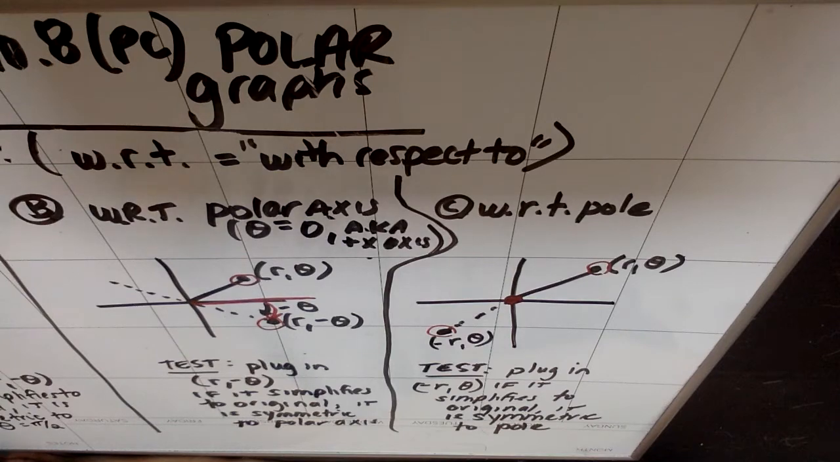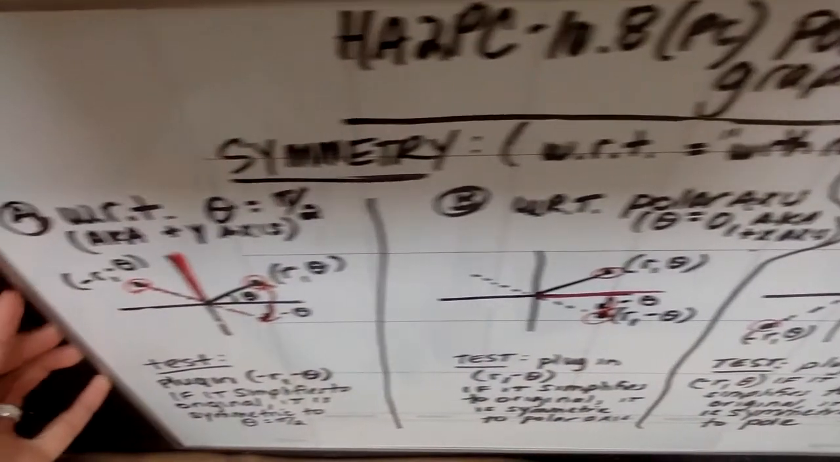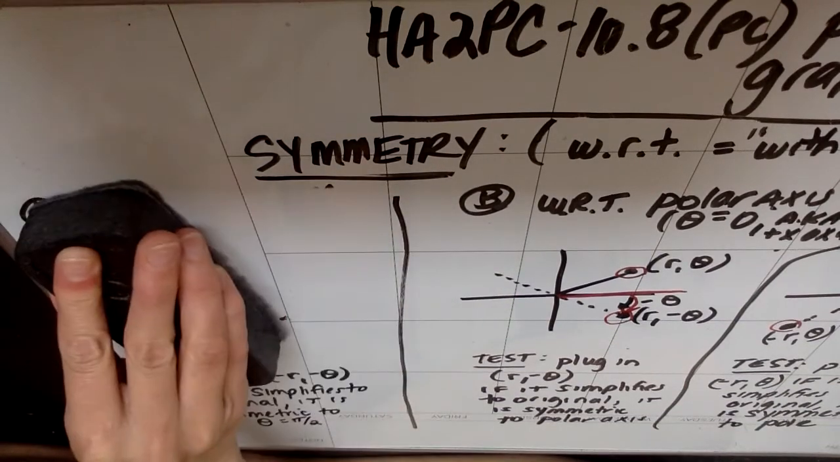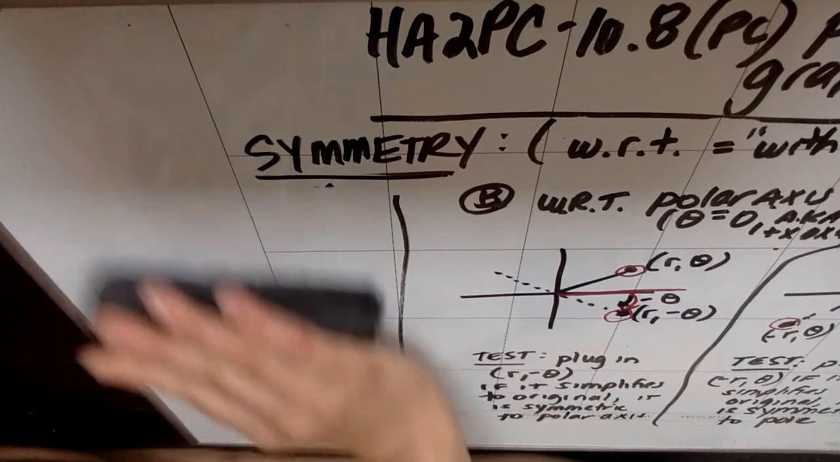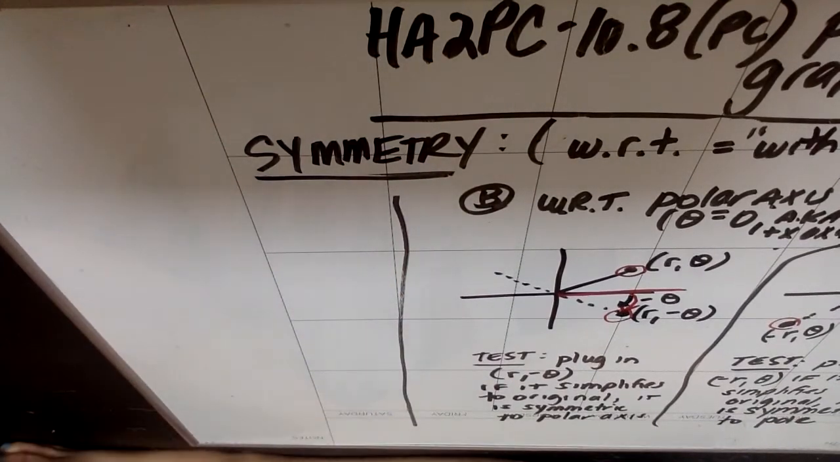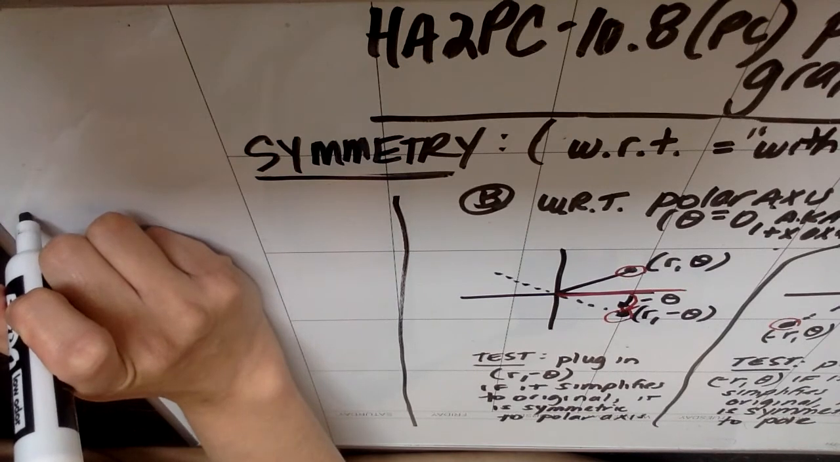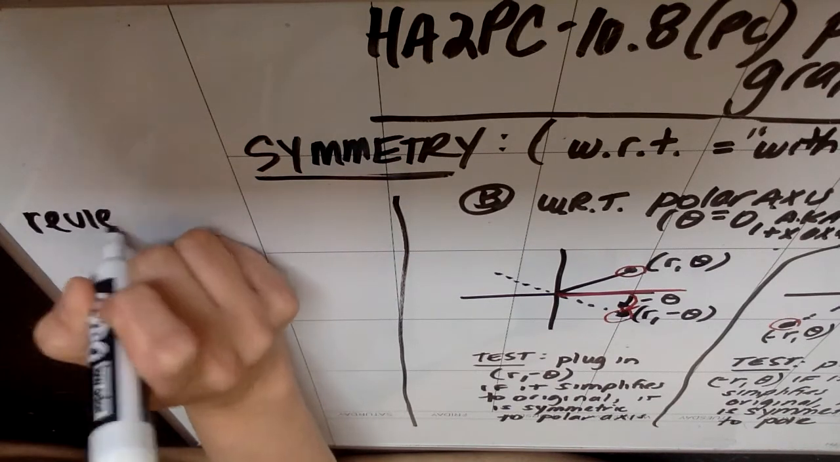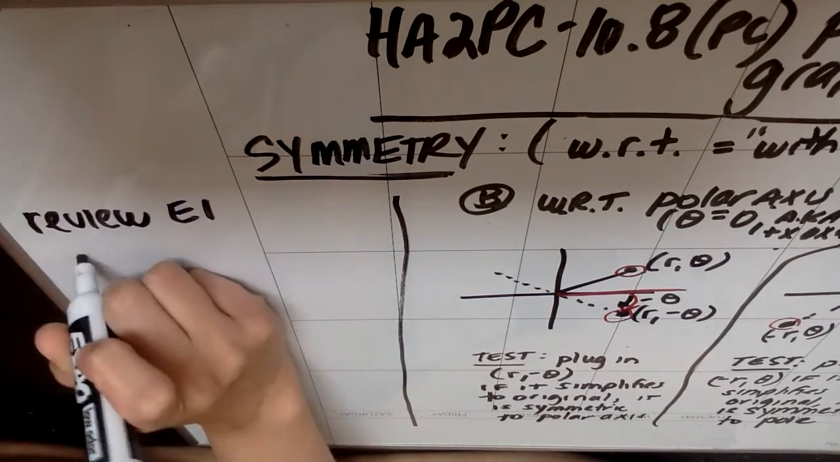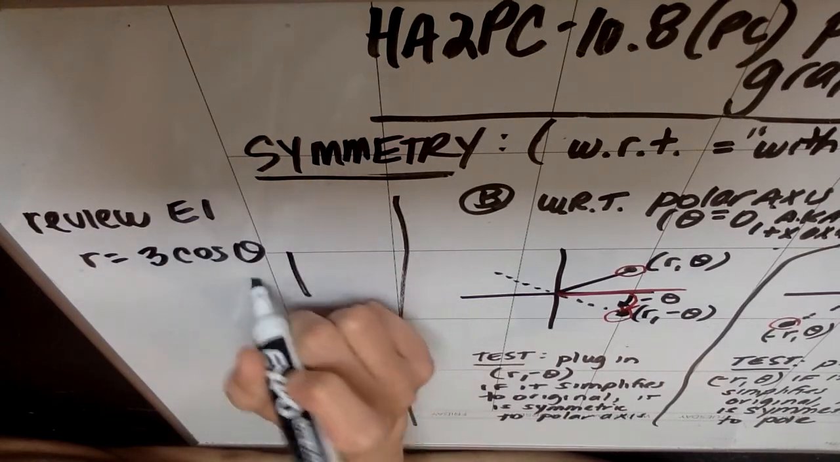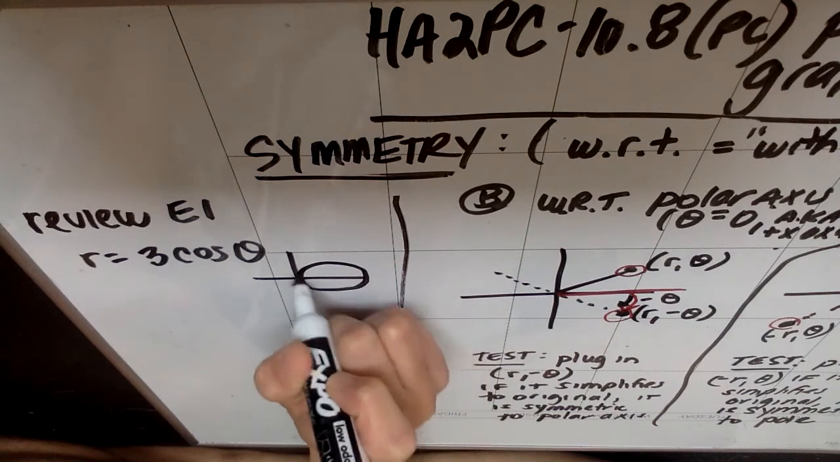to the pole. So I'm actually going to erase the original one because I want to talk about example 1 that we just did, because example 1 exhibits the second kind of symmetry. So if we just go back for a sec to example 1, so we're going to review example 1, which was r equals 3 cosine of theta, right? And we remember that the graph turned out to be like a circle like this, right?